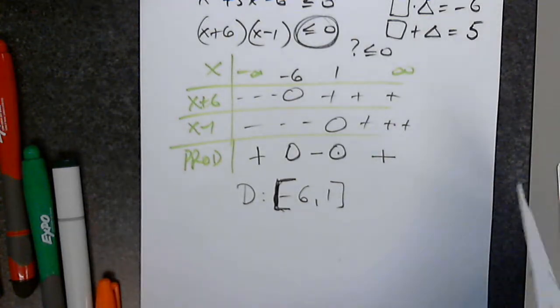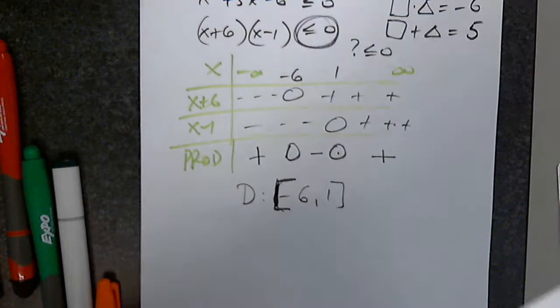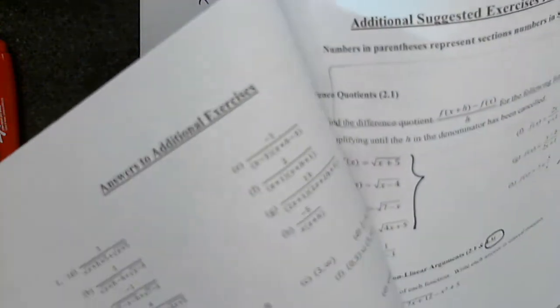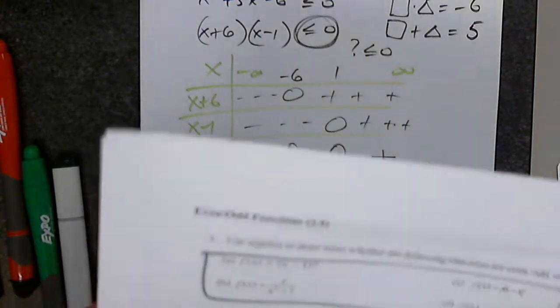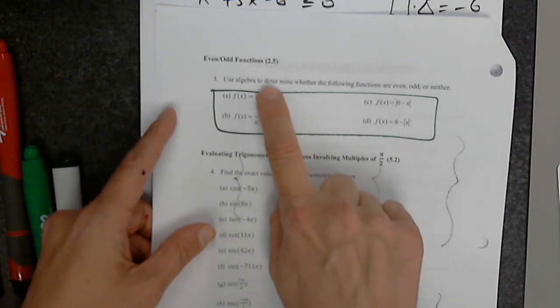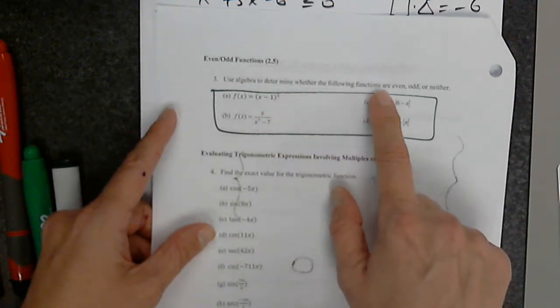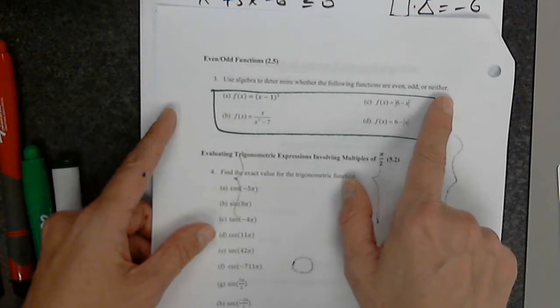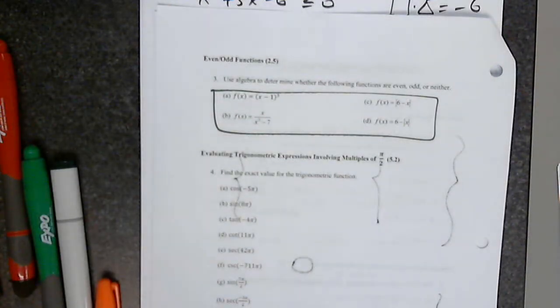Can we? Yes. Okay. So I think there should be answers at the back if you look carefully. Okay. Use algebra to determine, okay, I'm sorry about that. So it's one word here. To determine whether the following functions are even, odd, or none of the above. Please choose a function so we can show odd, even, or none of the above.